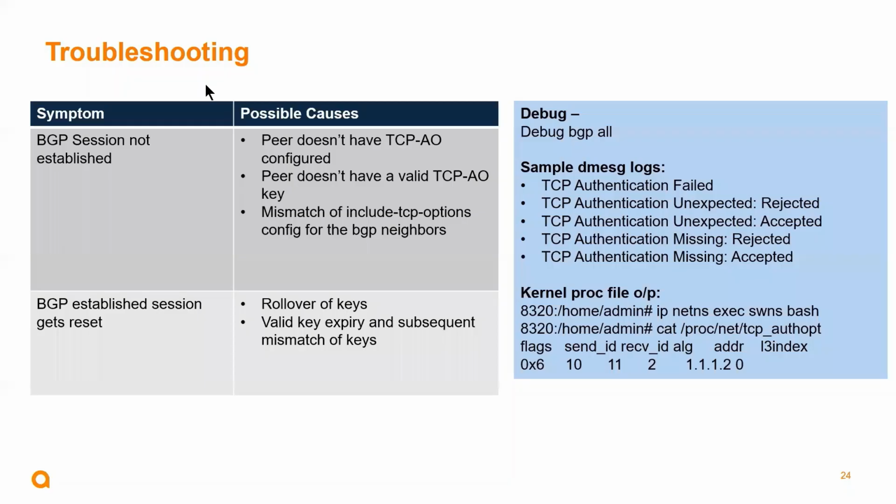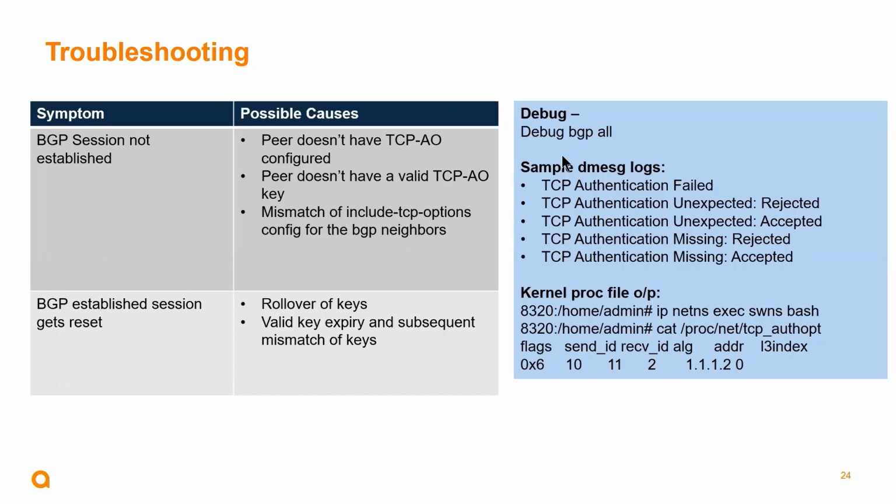Let's see the troubleshooting part. First, if the BGP session is not established, what type of troubleshooting will we do? We have to identify whether the peer has TCP AO configured or not, and if it is configured, whether the key is valid between the peers, and if there is any mismatch of the include TCP options config for the BGP peers.